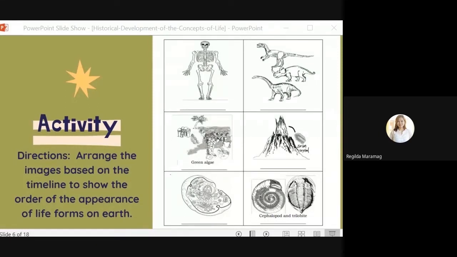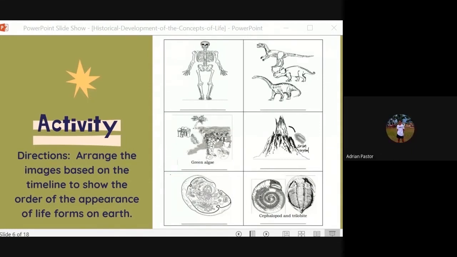Okay, after cephalopod and trilobite, the next one we have Adrian. Dinosaurs po, ma'am. Okay, so it was followed by dinosaurs, and of course, what's the last? Pearl. Human po. Of course, humans. Please summarize, what came first? Adrian. Zircon crystal, ma'am.